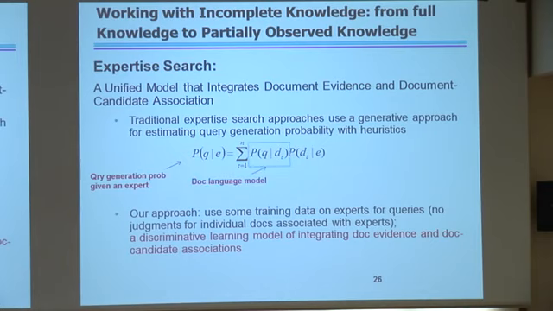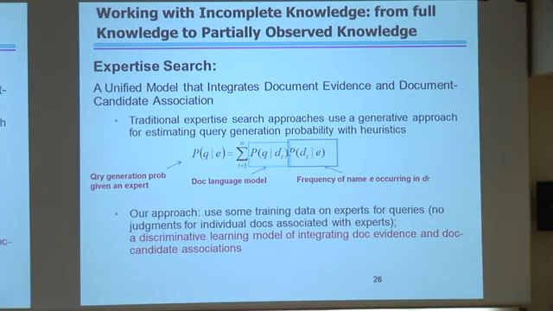and it models two components. The first component is the document language model that tells us the document evidence, whether this document is supporting or is talking about contents about this topic. And the second one tells us the association between the author, the candidate, and the document. And this, for example, can be modeled by some heuristic approach, like, say, the frequency of the expert's name appearing in this document: the higher, the more association between the document and the expert, and so on and so forth.